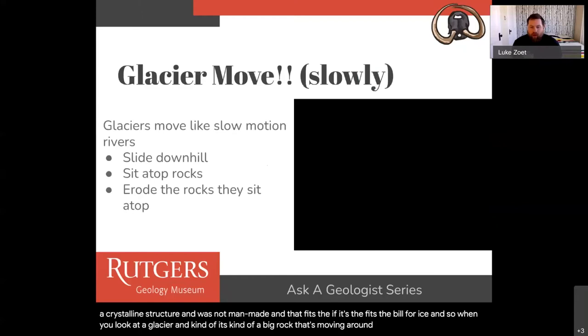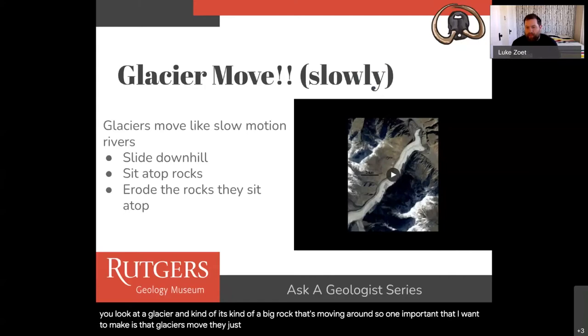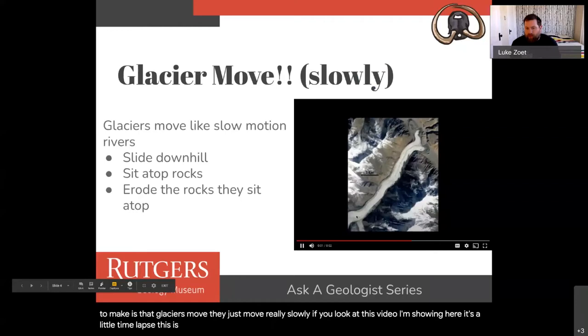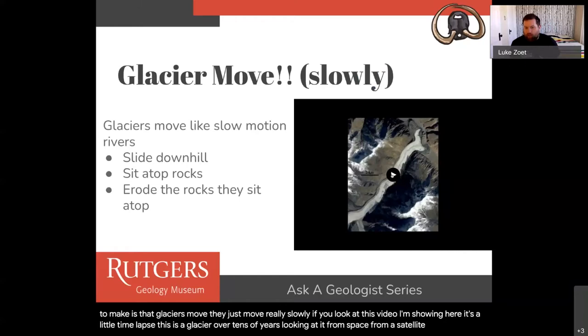So, one important point that I want to make is that glaciers move, they just move really slowly. If you look at this video I'm showing here, it's a little time lapse. This is a glacier over tens of years, looking at it from space, from a satellite that's looking down at it. And if you watch, you'll see that it's sort of flowing, right? Ice is moving from the bottom left to the upper right. You're looking down at the surface, and it's carrying material along with it.